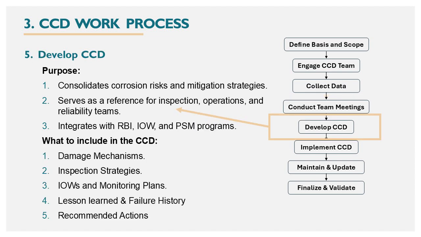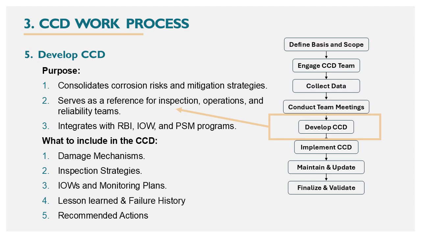Work process number 5 is develop corrosion control documents. Its purpose is to create a comprehensive, unit-specific corrosion control document or CCD, used to consolidate corrosion risks and mitigation strategies. The CCD serves as a reference for inspection, operations, and reliability teams. And the CCD integrates with RBI, IOW, and PSM programs.